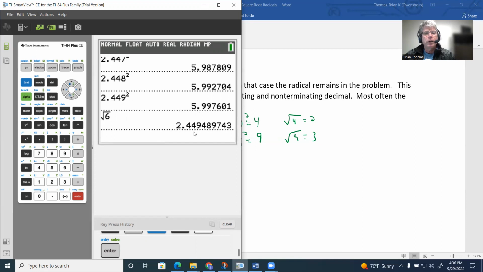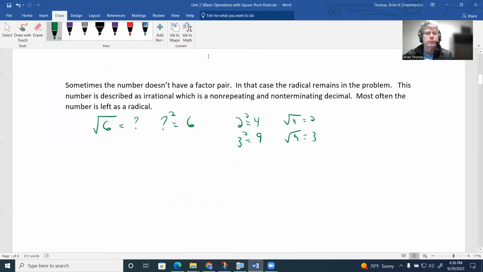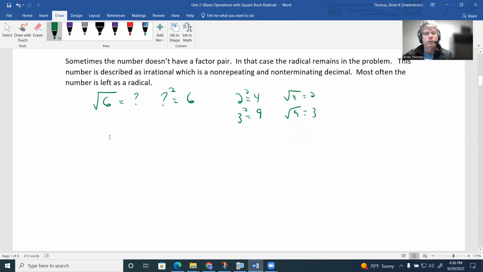But notice how the answer here on the calculator is a non-repeating decimal. There's no decimal that's repeating. And this decimal actually is not terminating. It just keeps on going. But on this calculator, it actually has to shut it down. So the square root of 6 is actually considered an irrational number. So it's part of a different number system than we're used to. So if we have the square root of 6, instead of changing it to a decimal, most often we just leave this as the square root of 6.